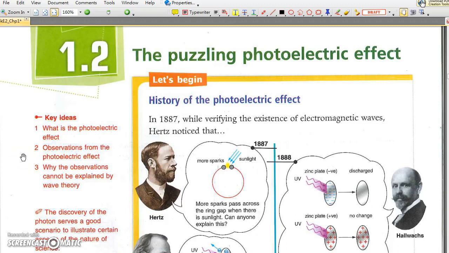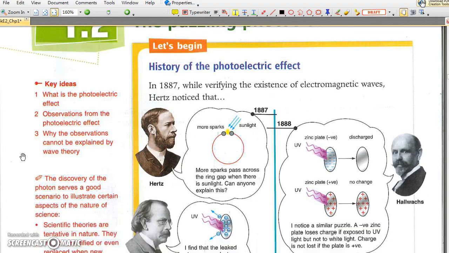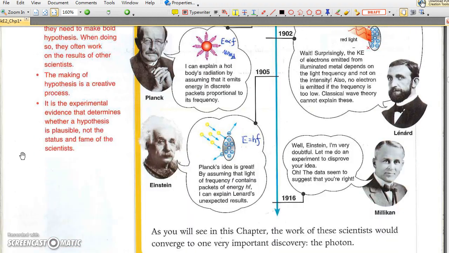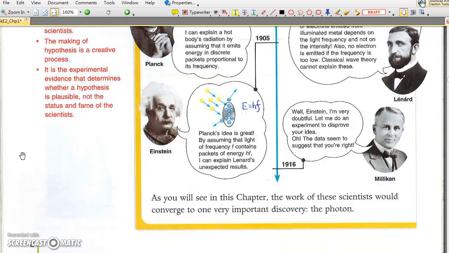Chapter 1.2, The Puzzling Photoelectric Effect. This chapter is about the photoelectric effect. The photoelectric effect is an interesting experiment. In this experiment, there is something very, very special that scientists at that time could not explain.